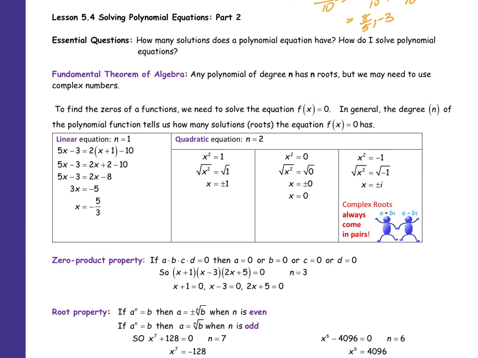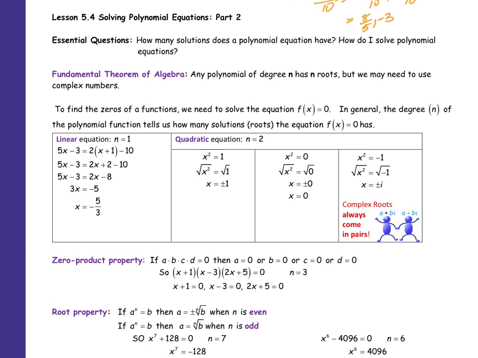So to find the zeros of a function, we need to solve the equation f of x equals 0. In general, the degree n of the polynomial function tells us how many solutions or roots the equation f of x equals 0 has. A linear equation has 1 root. Quadratic has 2 roots, solving it different ways, which we already know. We know those ones, right? A line has 1 x-intercept. A quadratic has 1, 2, or 0, depending on where it's sitting, right?